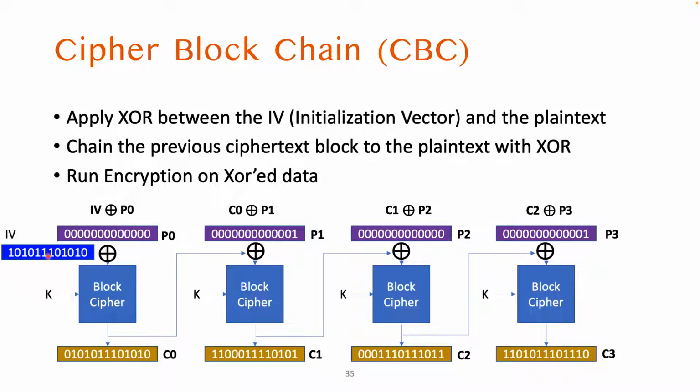So the sequence is that the IV will be XORed to the first plain text block, and then encrypted. The result will be XORed to the plain text of the next block, encrypted, XORed to the plain text of the next block, encrypted, again and again.